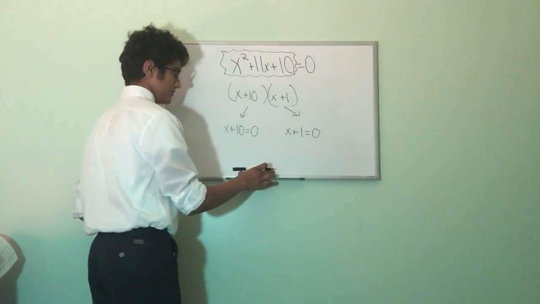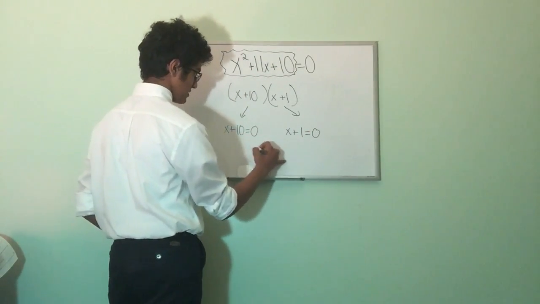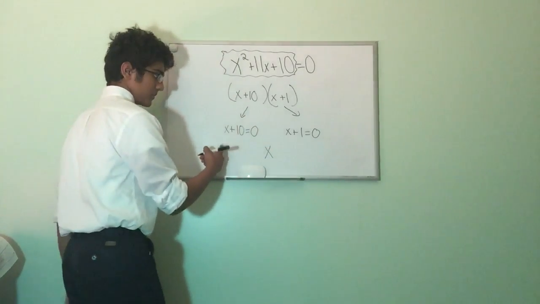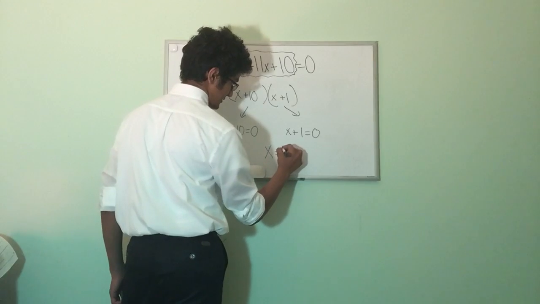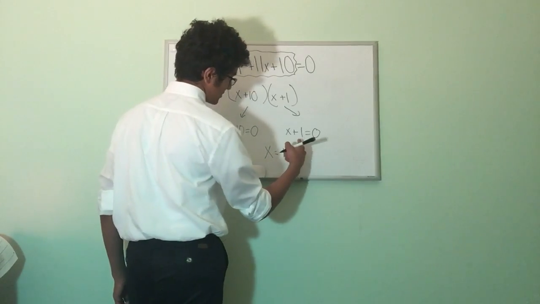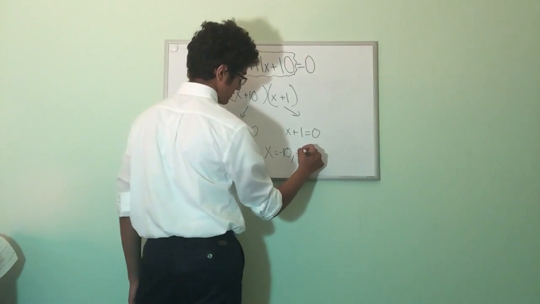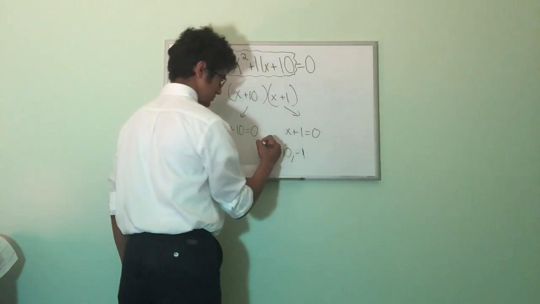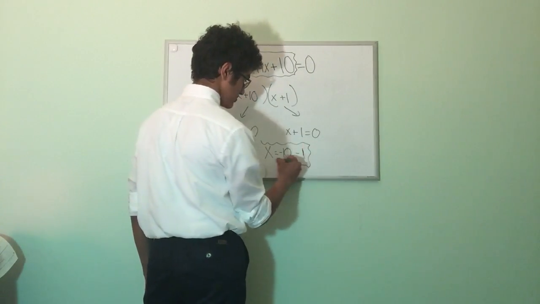Now what you do from here is you solve for the x value. So the x value over here would be negative 10. The x value over here would be negative 1. And these would be your solutions.